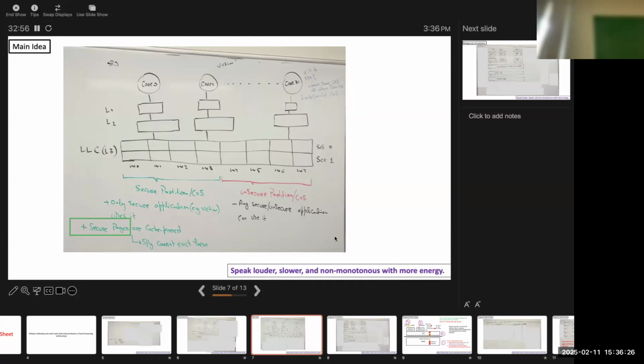And once secure pages are put in the secure class, they are also cache pinned. Does anyone know what cache pinned means? What is the meaning of cache pinning a page? Static. Explain more. Making the page exclusive to the.